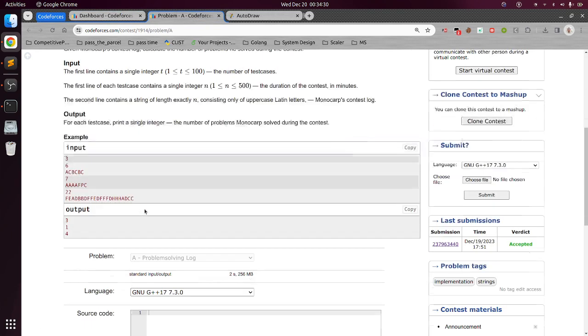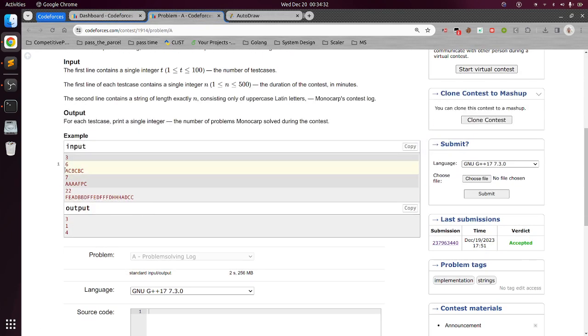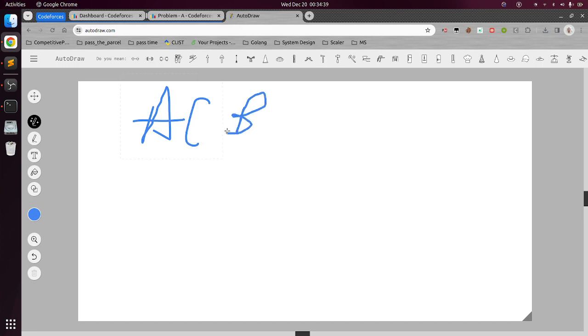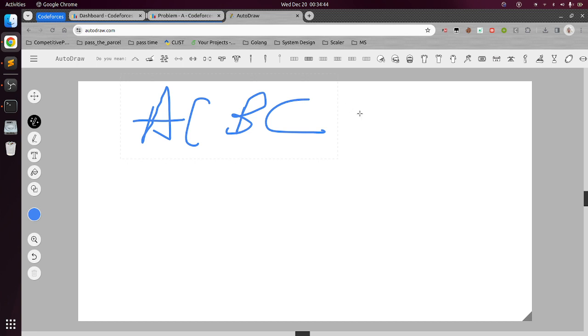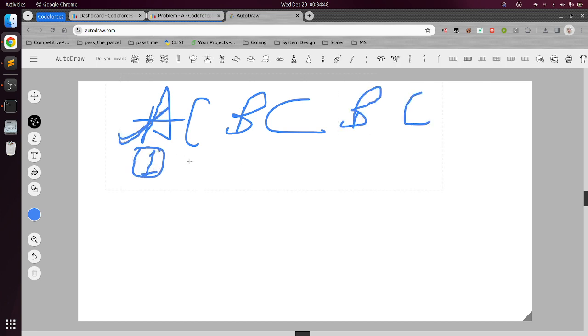A similar example has been taken. If you see the string here, it is A, B, C and C, and then you have B, C again. At the first minute he was solving A, and since A takes 1 minute, he solved it. At the second minute he started solving C, and then he started solving B at the third minute. So for C, he has thought about it for 1 minute, and then he thought about B for 1 minute.